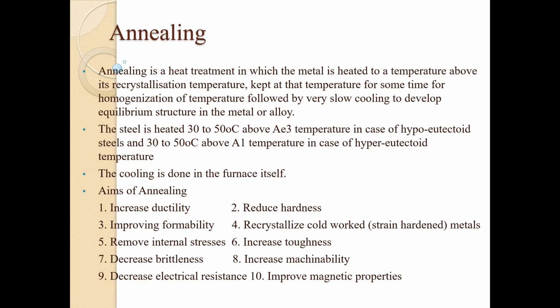Annealing is a heat treatment in which metal is heated to a temperature above its recrystallization temperature, kept at that temperature for some time for homogenization of temperature, followed by very slow cooling to develop an equilibrium structure in the metal or alloy. The steel is heated to 30 to 50 degrees Celsius above the A3 temperature in case of hypoeutectoid steel, and to 30 to 50 degrees Celsius above the A1 temperature in case of hypereutectoid steel.